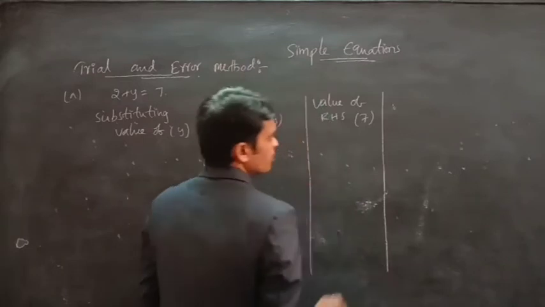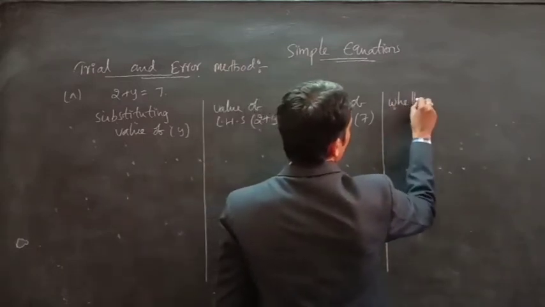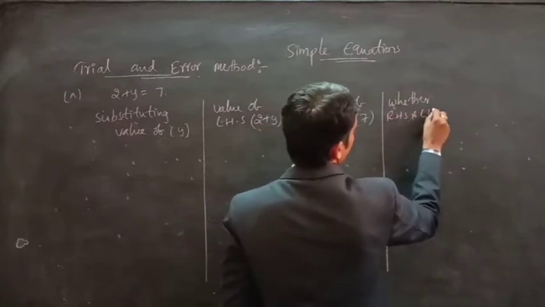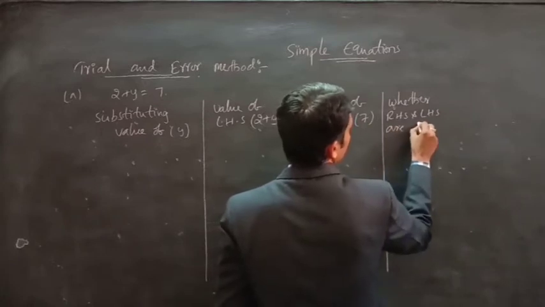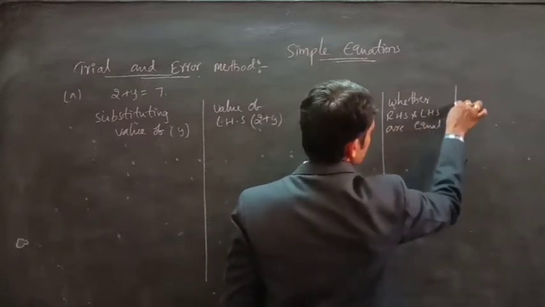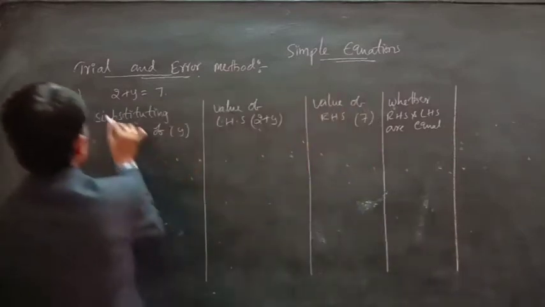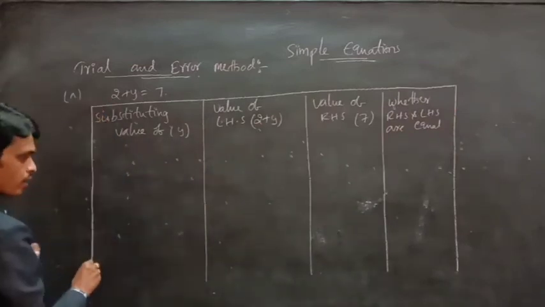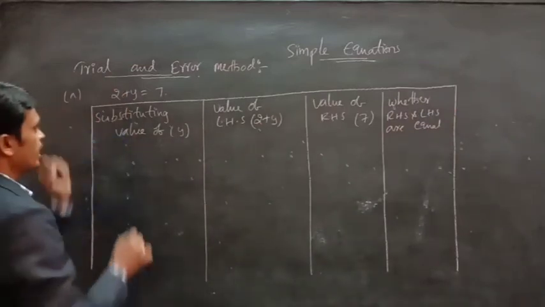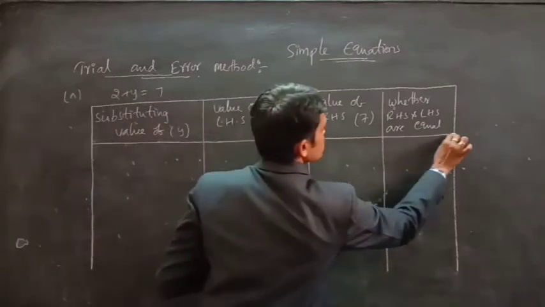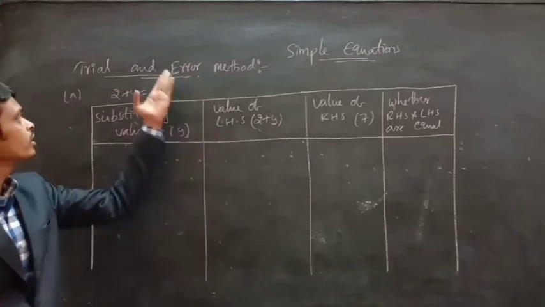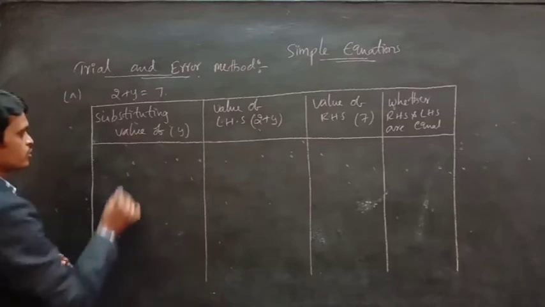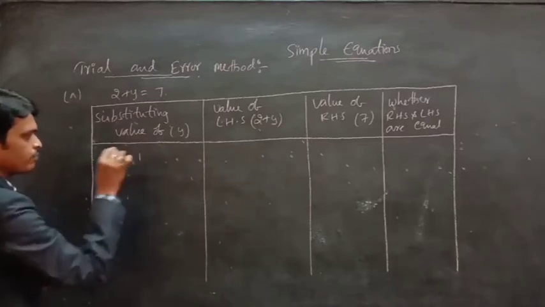Now we have to check whether RHS and LHS are equal. So these columns and rows we have to follow while solving by the trial and error method. Like this you should draw the table for the trial and error method. Now we should take the substituting value of y. So first I am taking y is equal to 1.